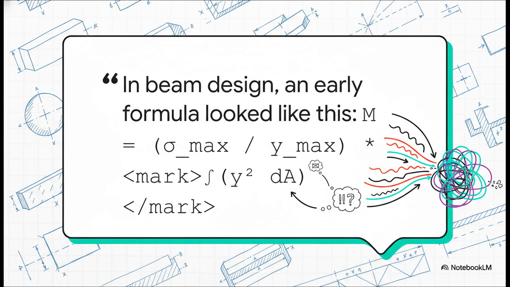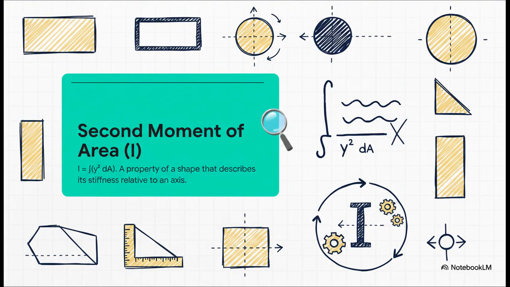When the pioneers were first figuring out the mathematics of bending beams, they derived a formula that looked something like this. Now, the important part to see is that really messy integral at the end, the integral of y squared dA. It worked, but it was just awful to use. It meant that every single time you wanted to design a beam, you had to solve this complex integral from scratch. And then, someone had a stroke of genius.